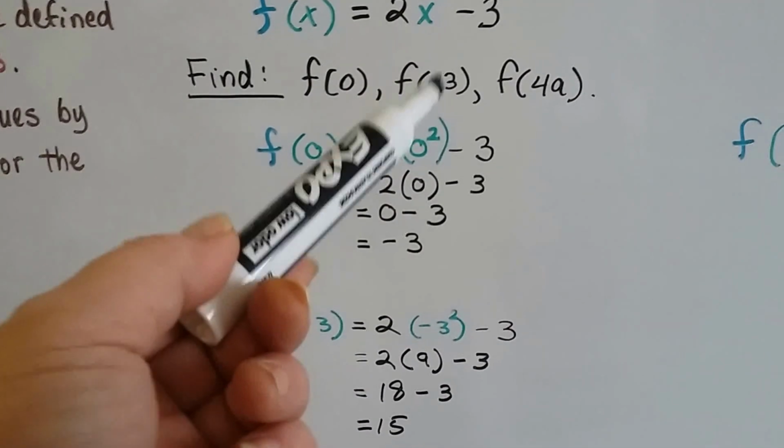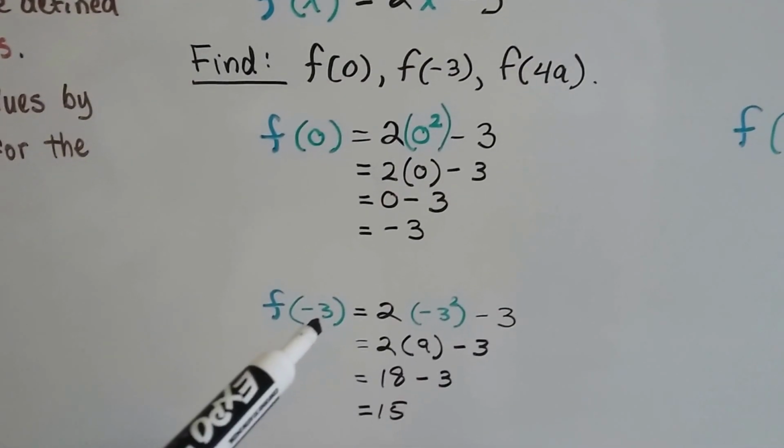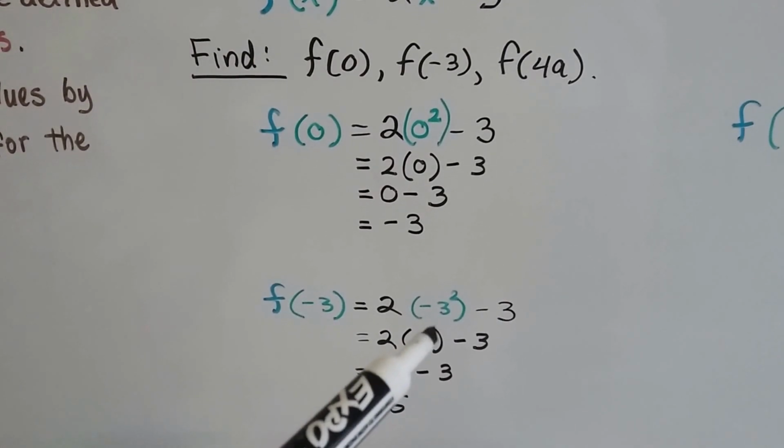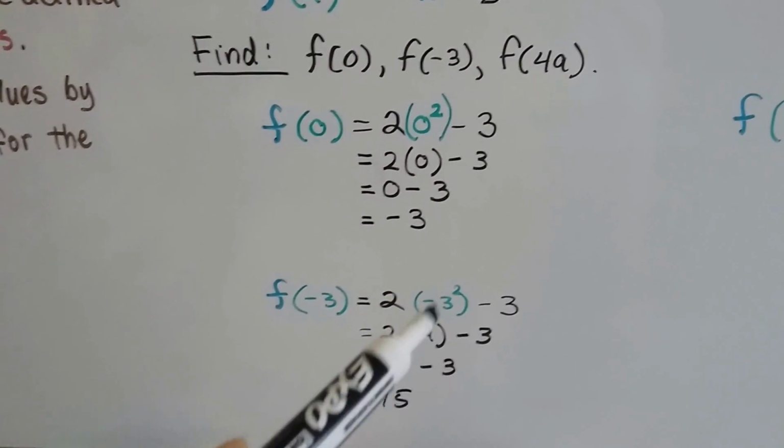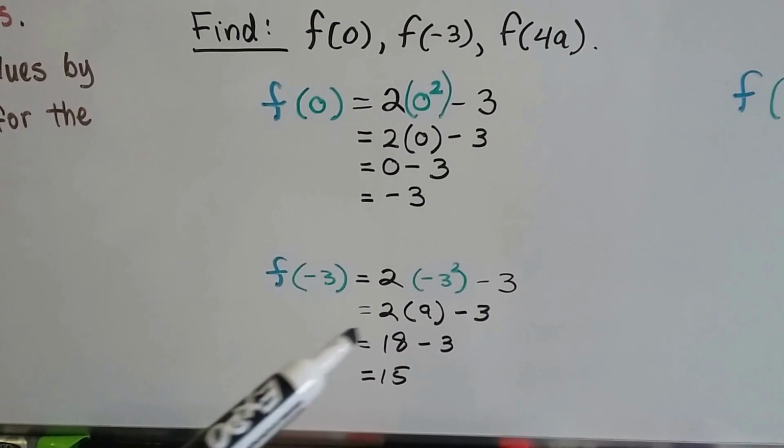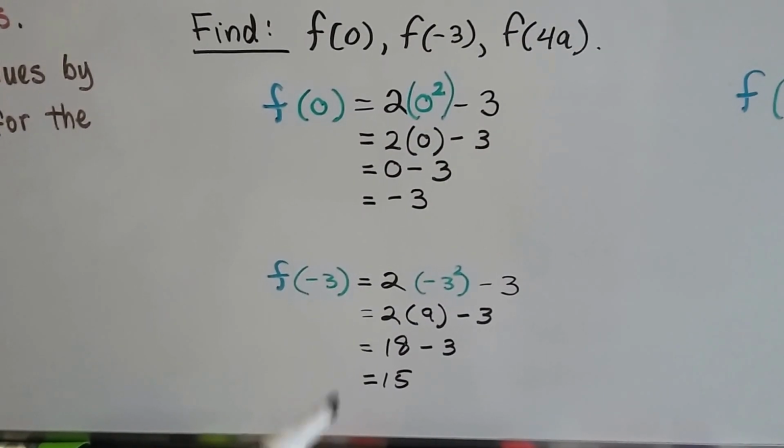We can do it with this negative 3. We just plug in the negative 3 where the x was, and negative 3 times negative 3 is positive 9. 2 times 9 is 18. 18 minus 3 is 15. See?